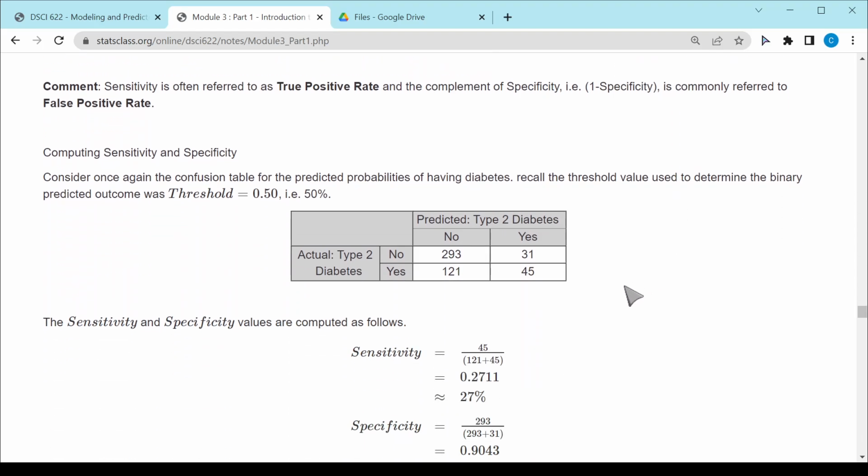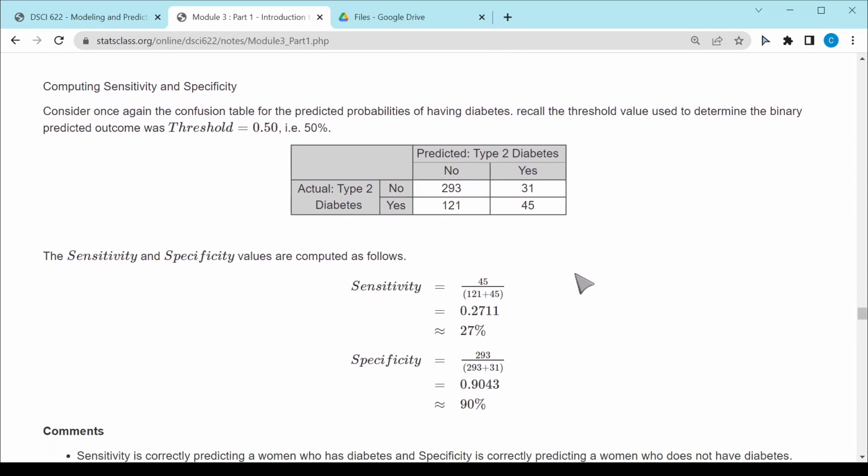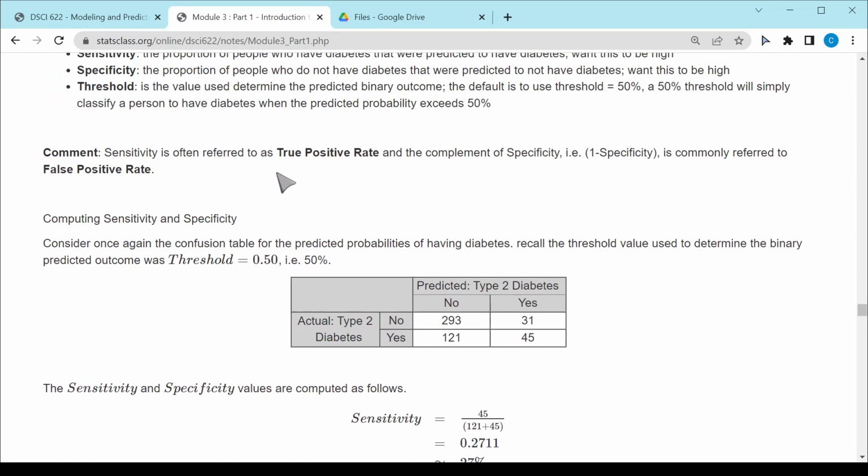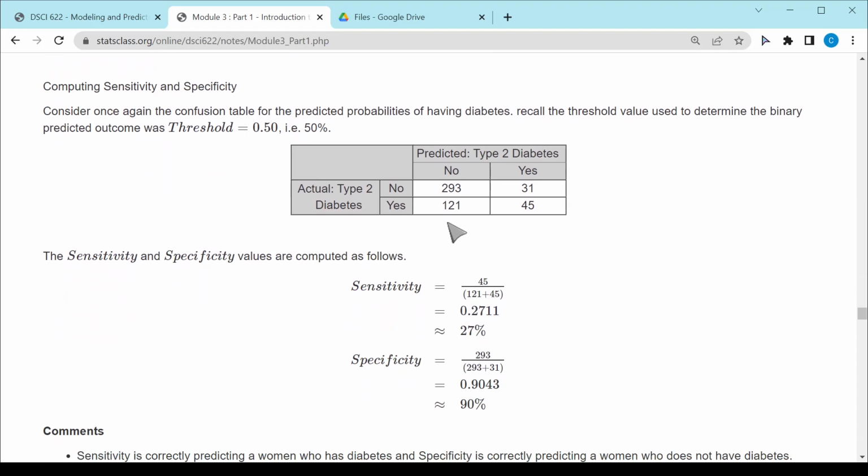So we can compute sensitivity and specificity here with our data. So again, sensitivity is, what is it? The true positive rate. So let's look at the people that have diabetes. There's 121 and another 45 there. How many of those did I predict to have diabetes? Well, that's 45 divided by 121 plus 45. That's going to be about 27%. Now, to be honest, that's not very good. Of the people who have diabetes, how many did I correctly predict have diabetes? Only 27%.